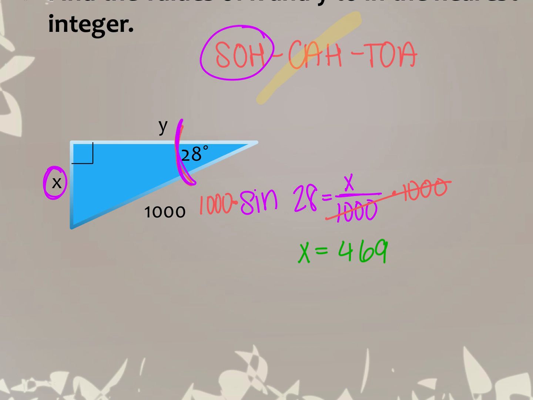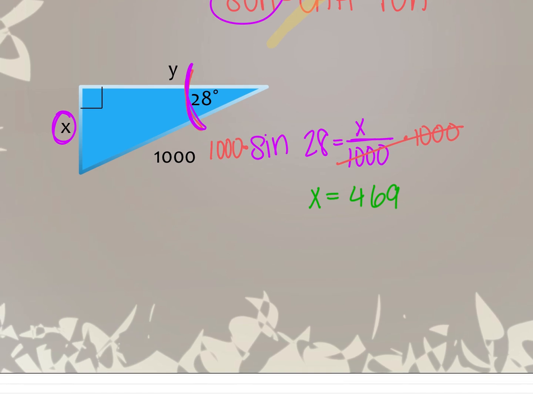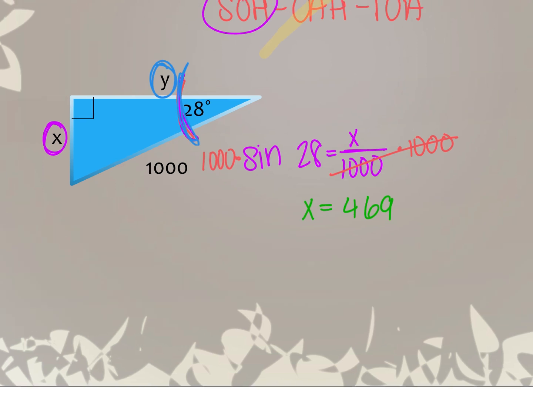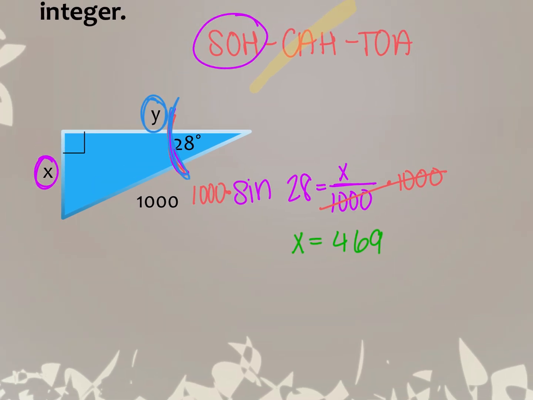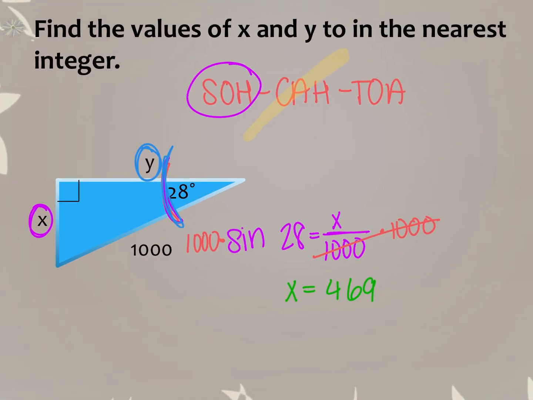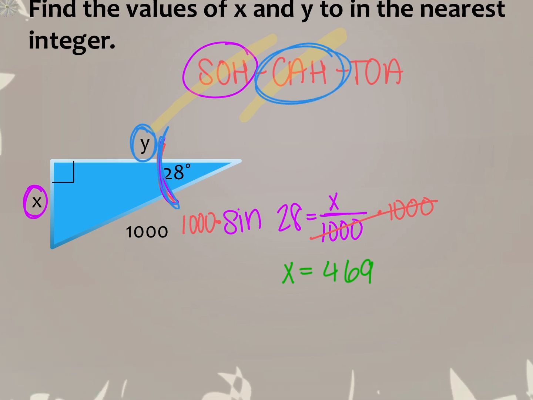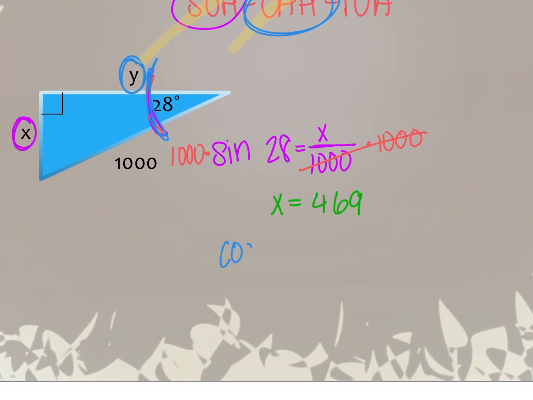All right, now next, I solve for x. Now I'm going to go ahead and solve for y. Here's my y. So again, according to the angle, what side is my y considered? My adjacent side. So I know I'm not using sine anymore. If I have my adjacent and my hypotenuse, I'm going to be using cosine. So I'm now going to have cosine 28 equals y over 1,000.